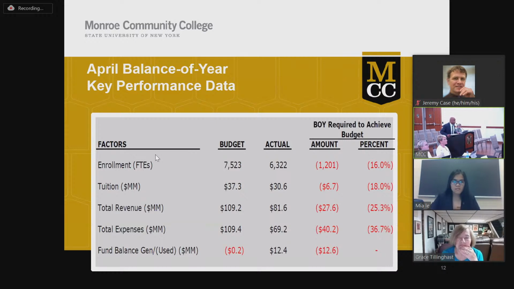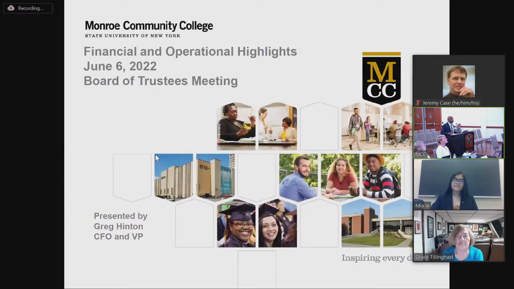Again, kind of looking at the key performance here in terms of enrollment FTEs. Tuition, we're seeing a decrease of 6.7 million. Total revenue decrease of 27.6, and then total expenses variance in terms of 40.2 million, and then fund balance we talked about in the 12.6 million. That concludes the financial brief. Any questions? Any questions, trustees?